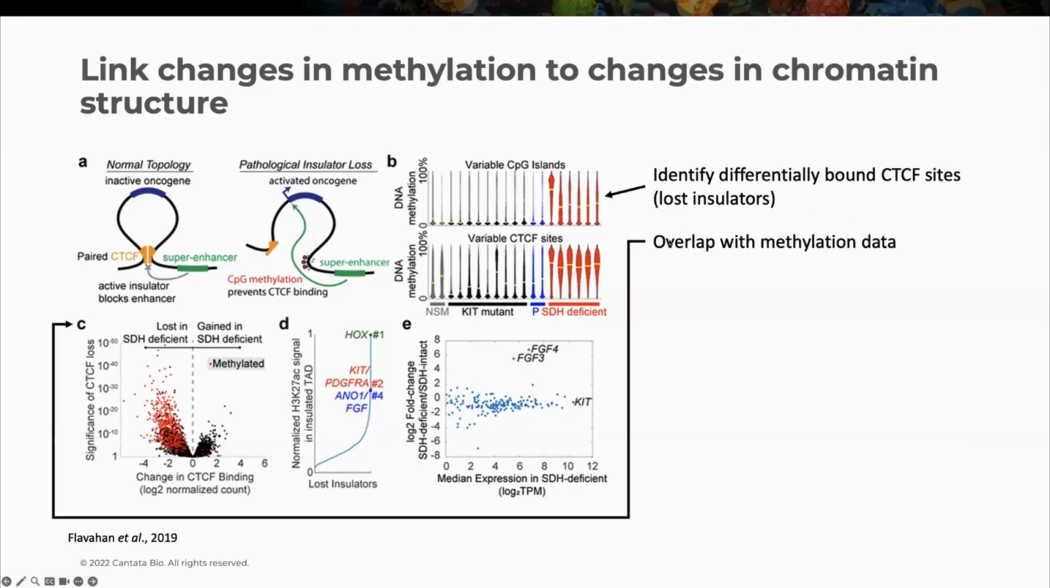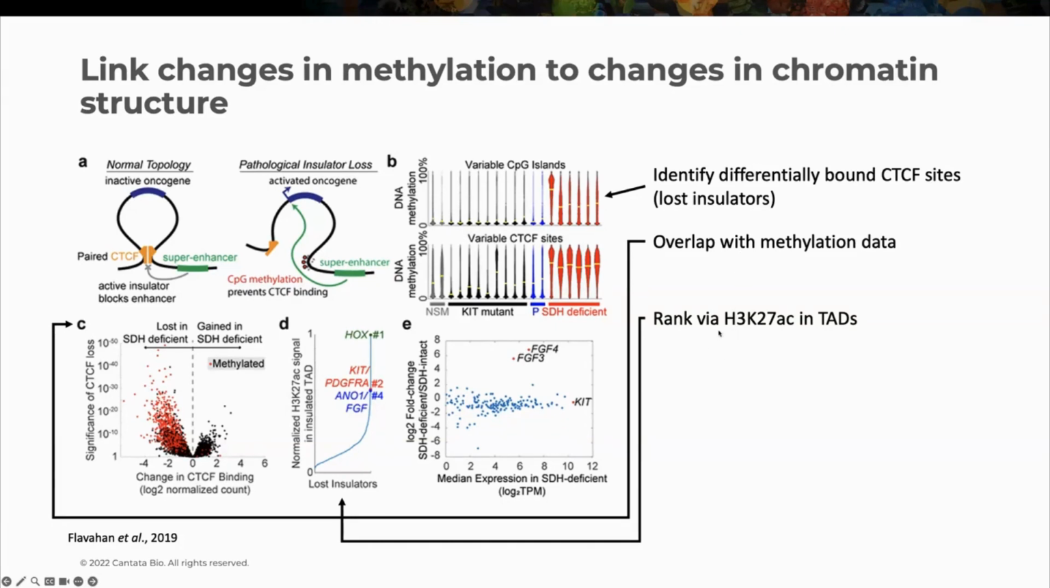You overlap those sites with methylation, so that's figure C here. They have the change in CTCF binding, so we have our difference in our CTCF sites, and in red we have the regions that are methylated, right? So they'd be interested in all these regions that are in red. So this is your Venn diagram, and then they've ranked them somehow. So they have these regions of CTCF lost insulators overlapping with methylation data, and they have been ranked now.